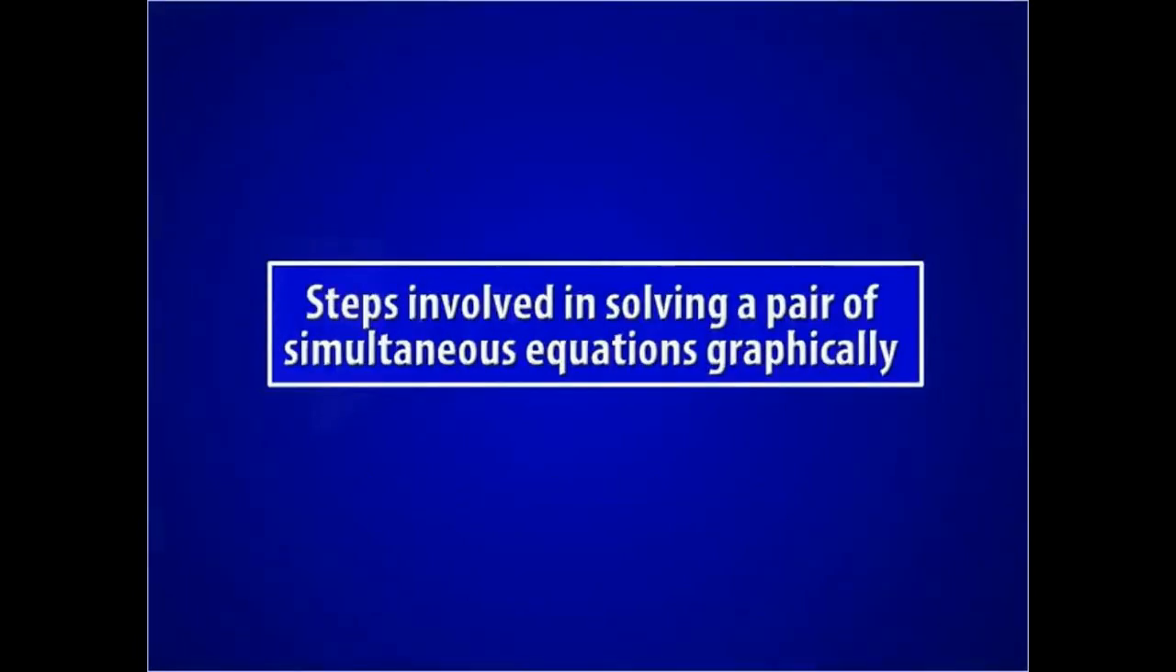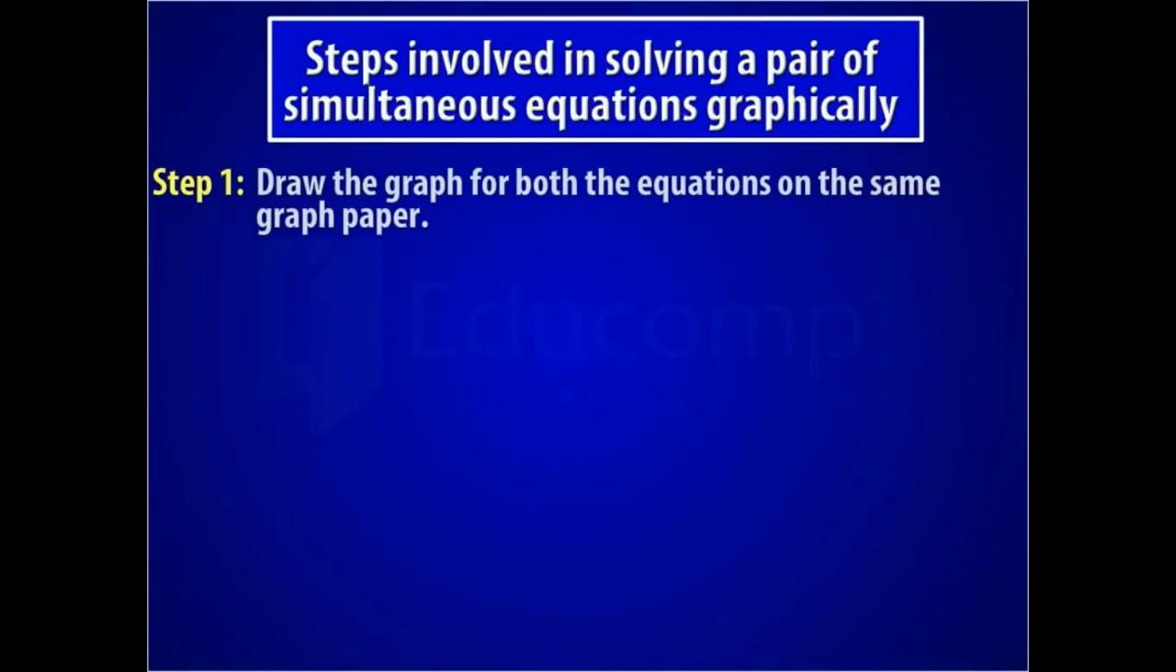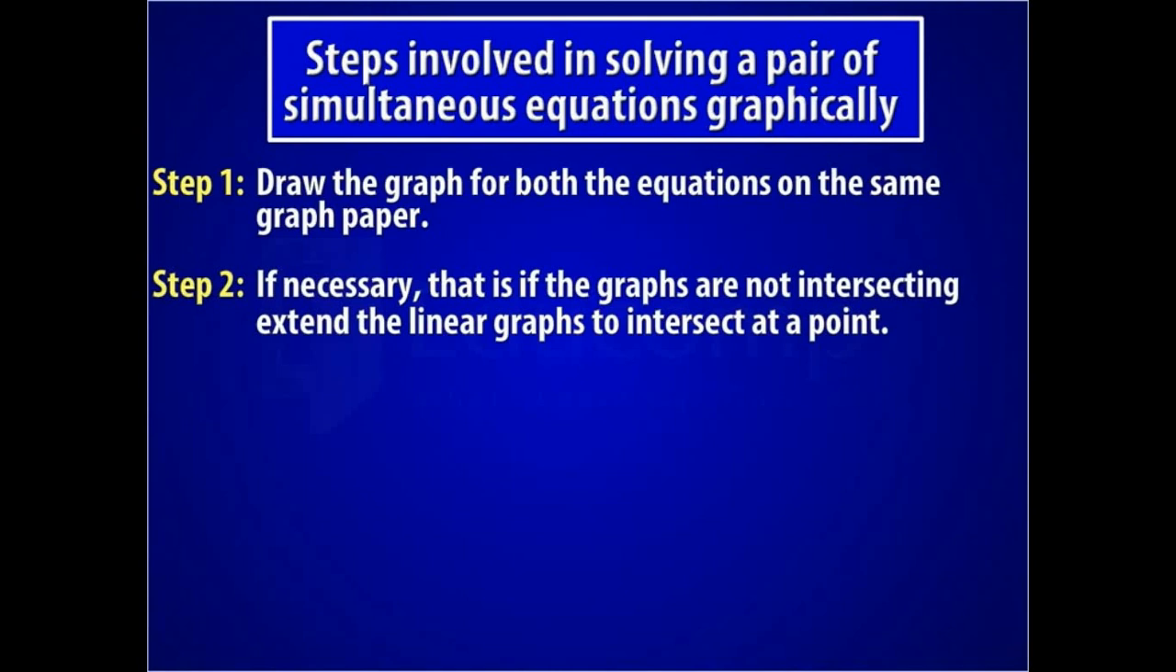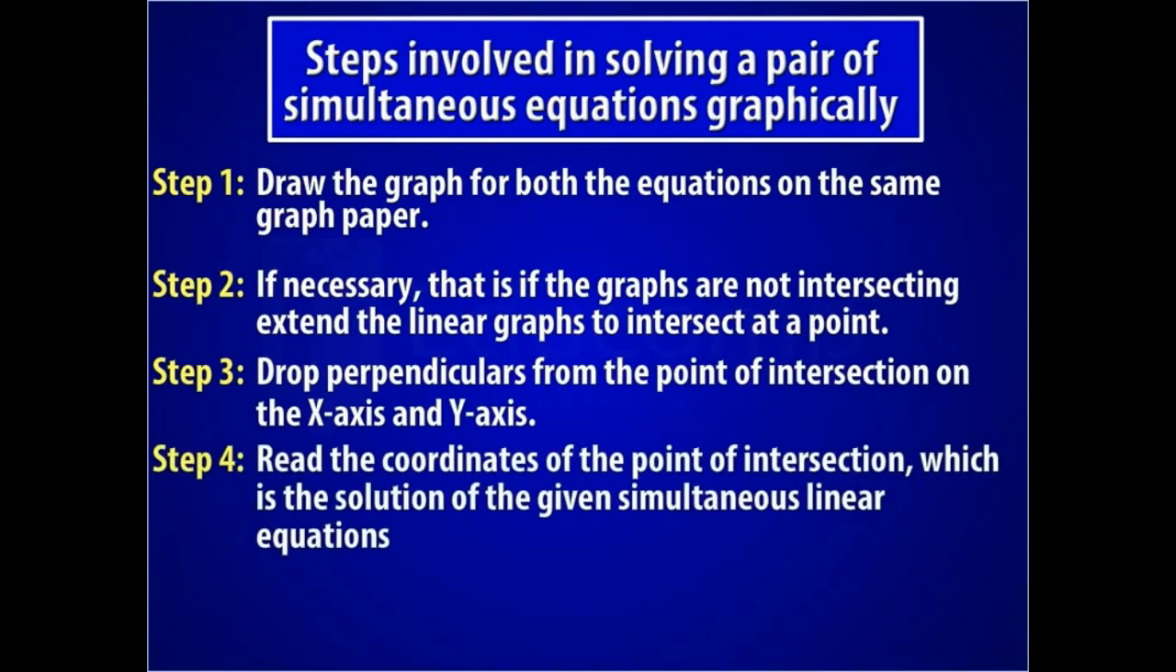Let us see the steps involved in solving a pair of simultaneous equations graphically. Step 1. Draw the graph for both the equations on the same graph paper. Step 2. If necessary, that is, if the graphs are not intersecting, extend the linear graphs to intersect at a point. Step 3. Drop perpendiculars from the point of intersection on the x-axis and y-axis. Step 4. Read the coordinates of the point of intersection, which is the solution of the given simultaneous linear equations.